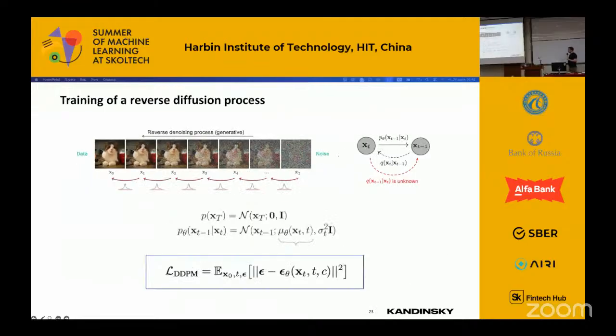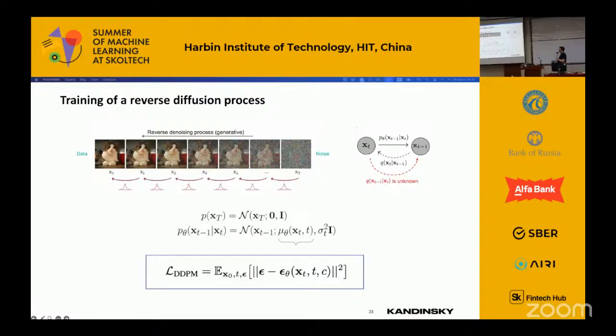But your main goal is to reverse this process: start from total Gaussian noise, independent, I mean, and step by step denoise it to the initial image. There is a really good theory behind that.